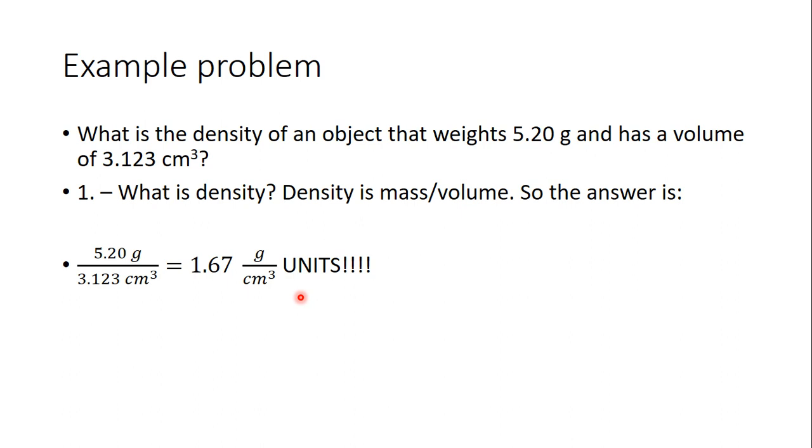Now, very important in this class, in all science classes, you cannot just give me a number without units. All answers must have units unless that number is unitless. So on tests, quizzes, in the lab, if you give a unitless answer, that answer is going to be wrong.